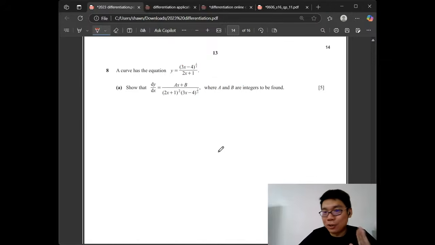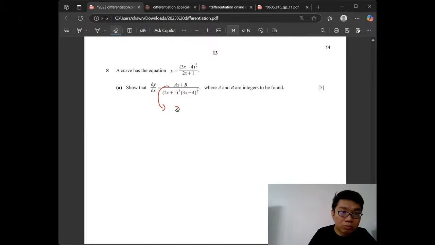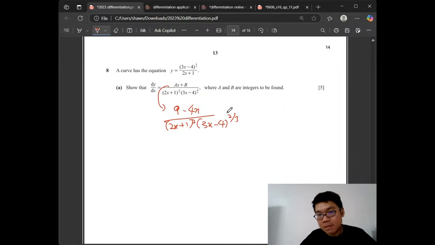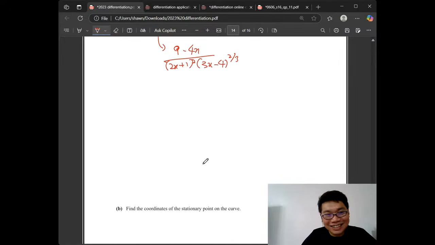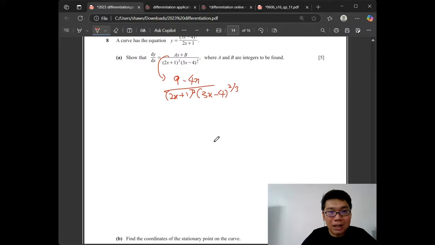Okay, next, this question is again the same as the previous question, so I just show you the answers, you do yourself. So the answer should be okay. Too similar. But this question asks you to find the coordinate of the stationary point, meaning this equation equals 0. So I directly do part B.